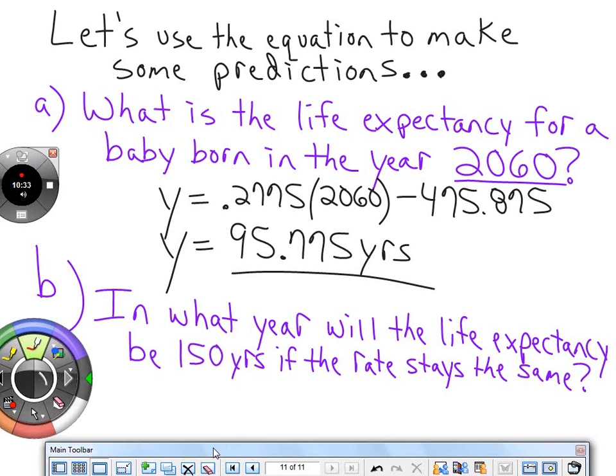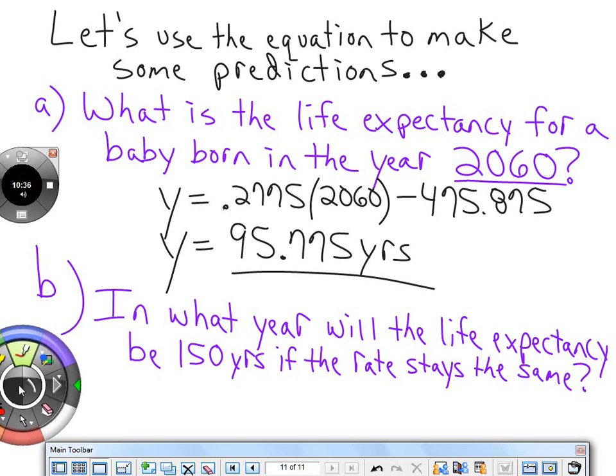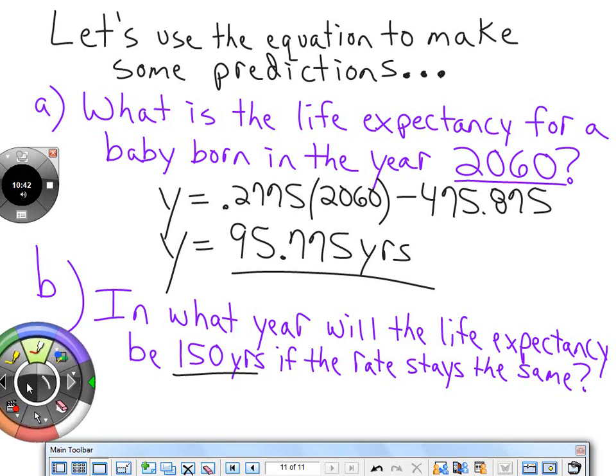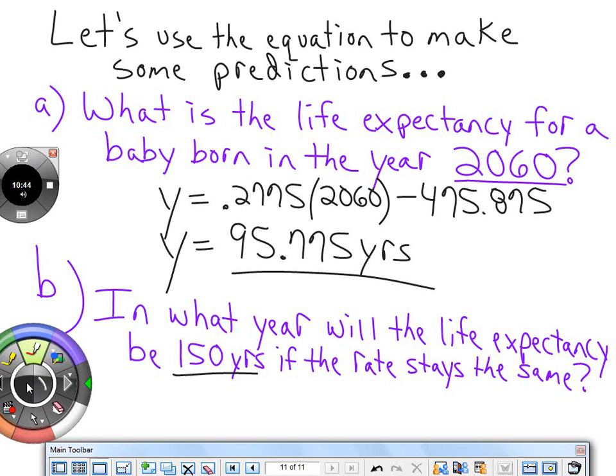Now let's do the reverse. Maybe we want to know what year somebody would be born if they were to live to be 150. Will that ever happen, anytime soon? So what we would do there is plug that in for the y. So we'd plug in 150, and we would solve for x, 0.2775x, and then minus 475.875. So you get that?